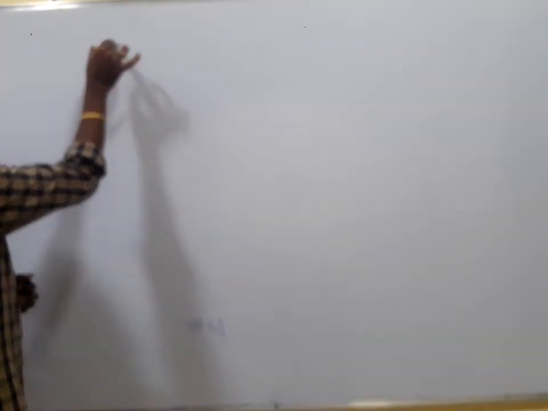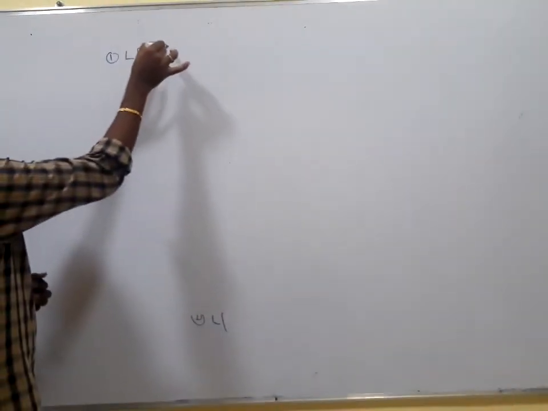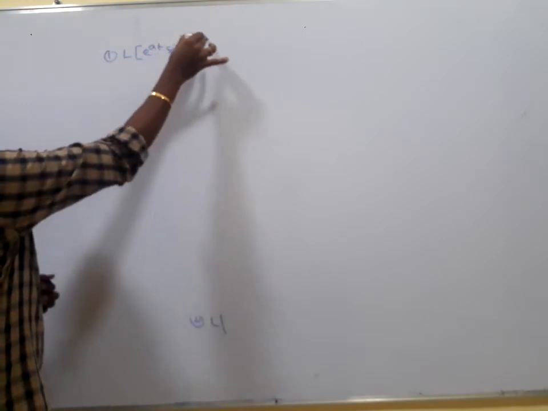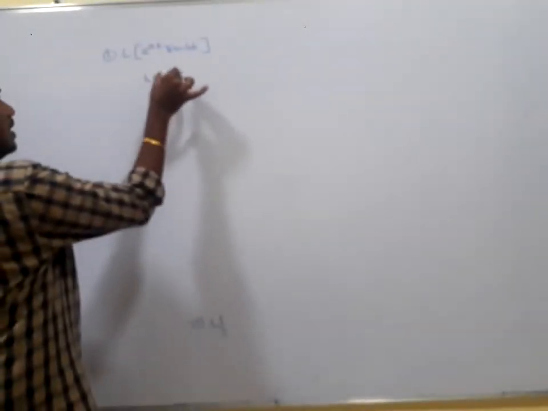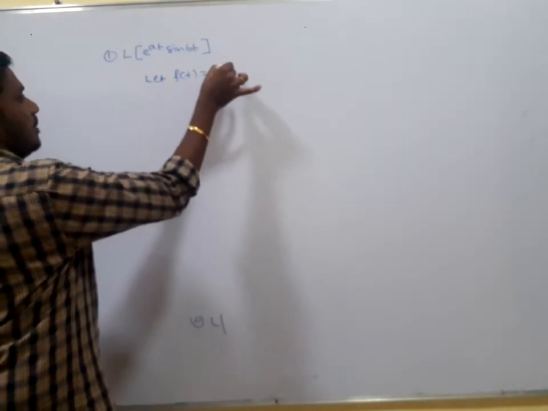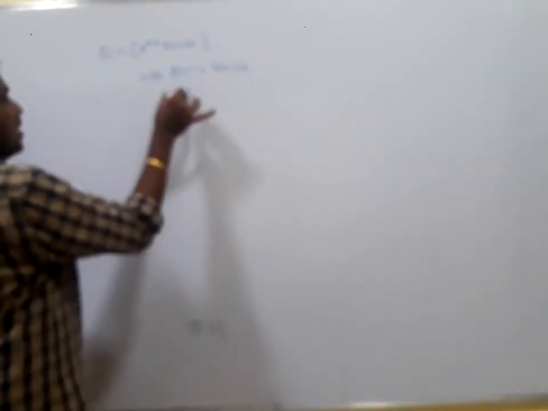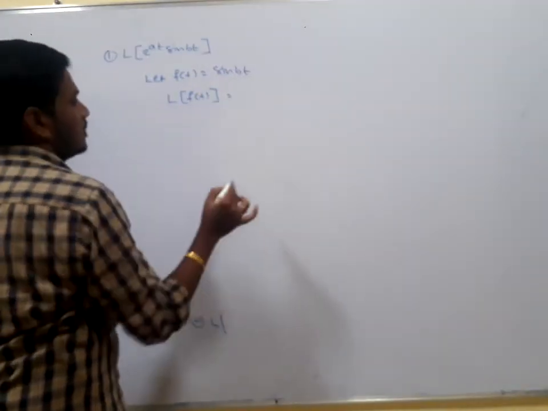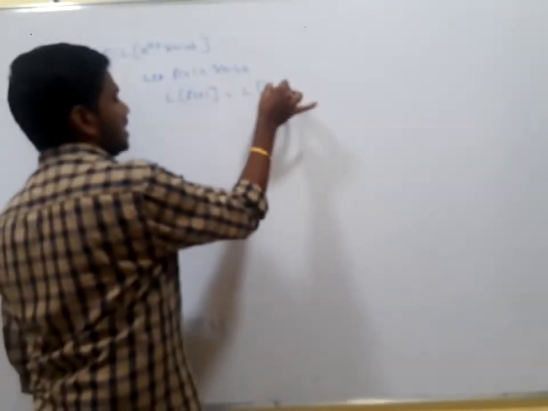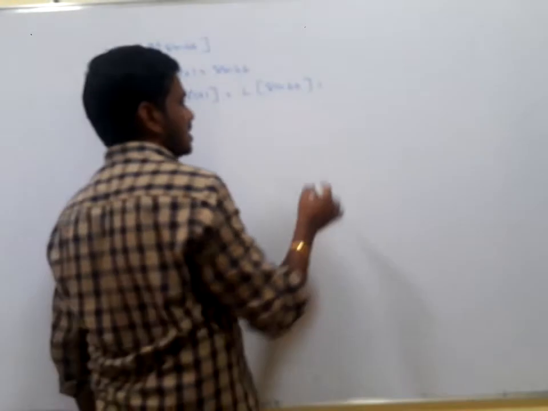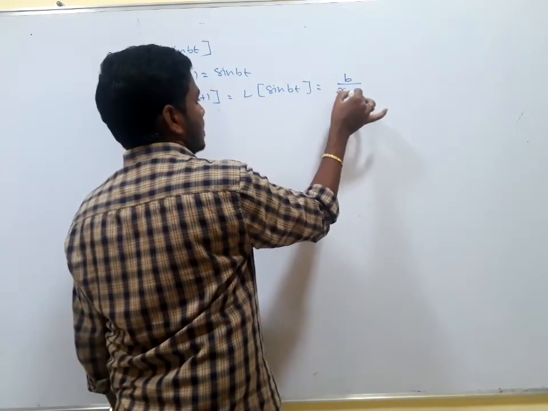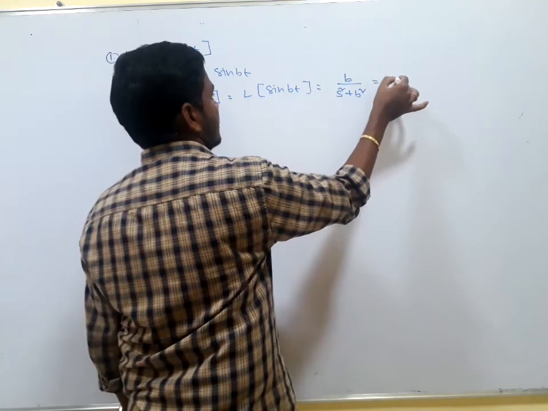Now coming to the problems. First one: evaluate the Laplace transform of e to the power of at into sin bt. First I am going to let f of t equal sin bt. I will give the formulas also. The Laplace transform of f of t is equal to the Laplace transform of sin bt. You know that the Laplace transform of sin at is a divided by s square plus a square, so for sin bt it is b divided by s square plus b square. This can be taken as F of s.